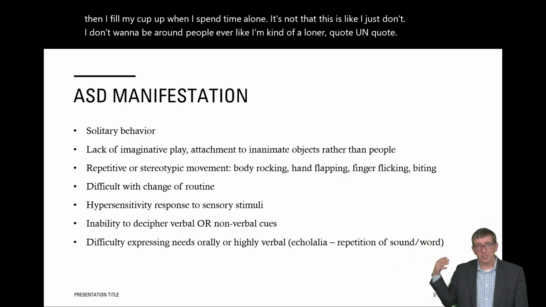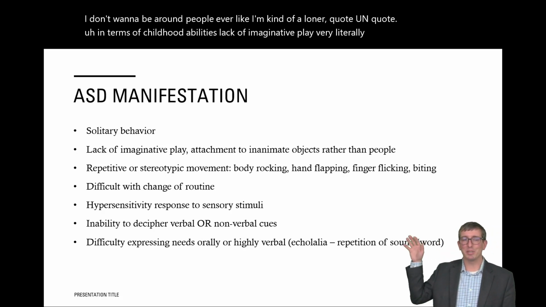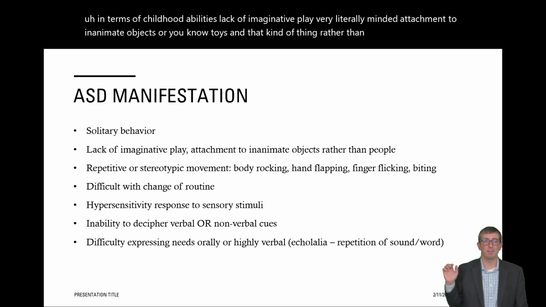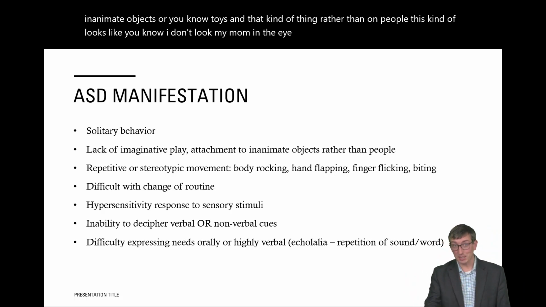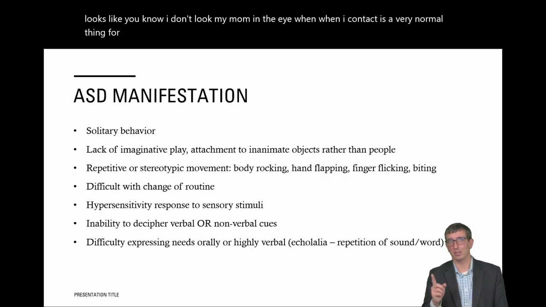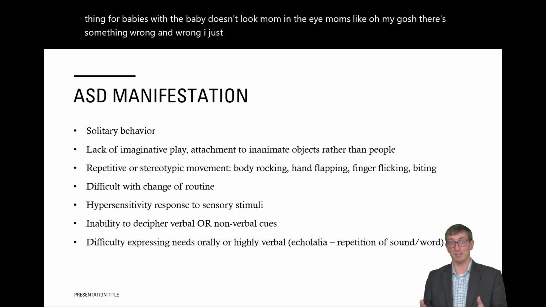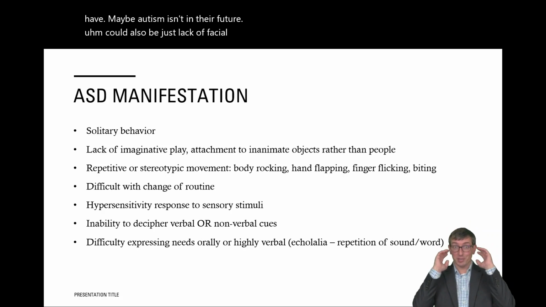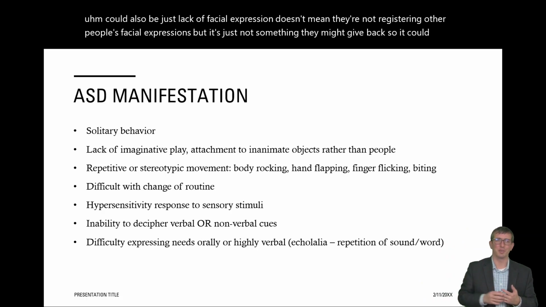In terms of childhood abilities, there's lack of imaginative play, being very literally minded, attachment to inanimate objects or toys rather than to people. This kind of looks like, I don't look my mom in the eye, when eye contact is a very normal thing for babies. When the baby doesn't look mom in the eye, mom's like, oh my gosh, there's something wrong, and it's not necessarily wrong. It just maybe means autism isn't in their future. It could also be just lack of facial expression. Doesn't mean they're not registering other people's facial expressions, but it's just not something they might give back. So it could look like that too.